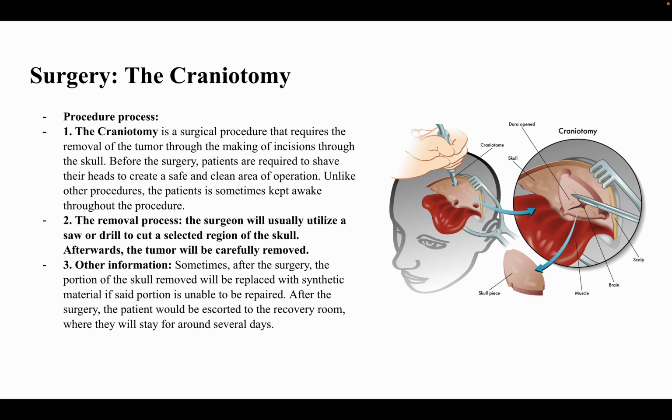Now, the removal process. The surgeon will usually utilize a saw or drill to cut a selected region of the skull. Now, afterwards, the tumor will be carefully removed. Now, some other information about this procedure can include sometimes after the surgery, the portion of the skull removed will be replaced with synthetic material, such as titanium, if said portion is unable to be repaired.